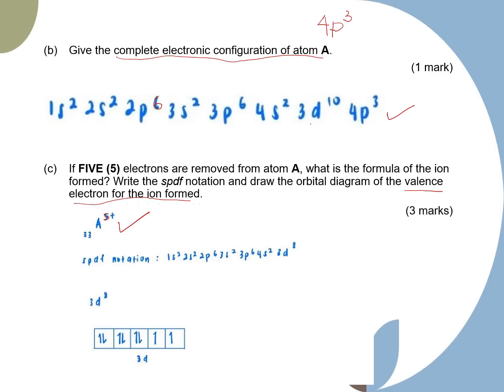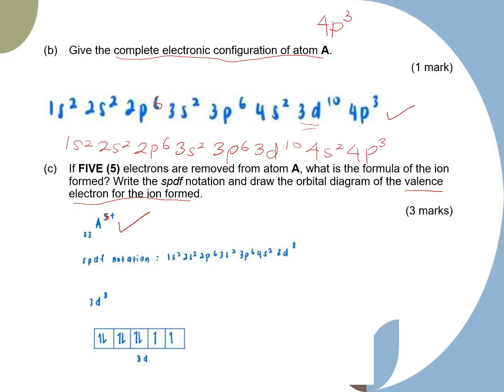Why is it wrong? Let's see the complete electronic configuration of atom A. You have 1s2, 2s2, 2p6, 3s2, 3p6, 4s2, 3d10, 4p3. We can also write this as 1s2, 2s2, 2p6, 3s2, 3p6, 3d10, after that 4s2, 4p3. This is another way to write the electronic configuration when the 3d is fully filled.